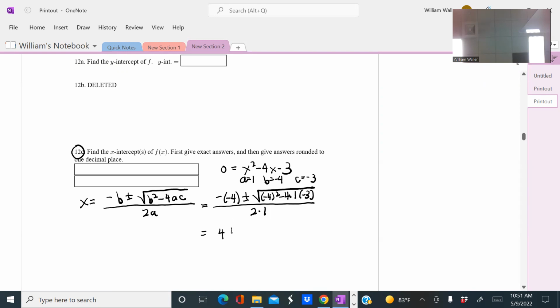So we have minus and -4, that's +4. So we have 4 plus or minus the square root of -4 squared, which is 16. You have to be very careful with the second term, right? -4 times 1 is -4, times -3 is +12. So you get 16 plus 12 under that radical, divided by 2. So this is 4 plus or minus the square root of 28 over 2.